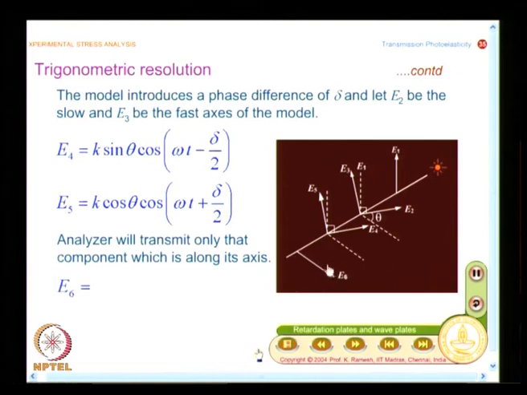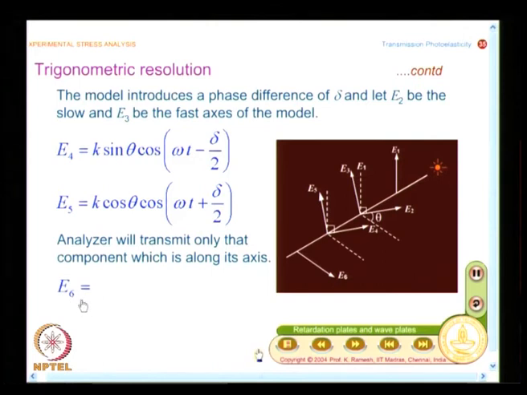So, when it comes out of the model, what will E6 do? This is nothing but your analyzer. This will allow only the component of light that is parallel to it. If the light vector is perpendicular, it will be completely cut off. So, we want to write an expression for the light transmitted by E6. That is very simple. I have E4 and E5, you know this angle, I can find out the contribution from E4 and the contribution from E5. Can you write what E6 is?